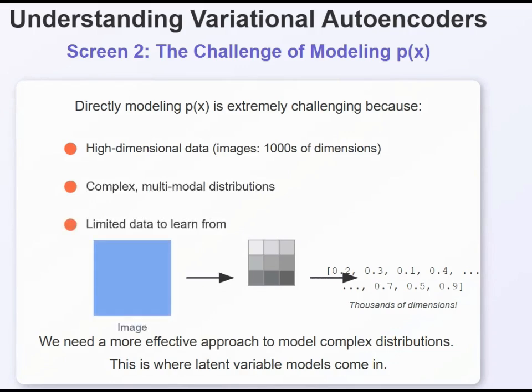This is where latent variable models come in. Instead of directly modeling the complex distribution in the high-dimensional space, what if we could find a simpler, lower-dimensional representation? That's the key insight that leads us to variational autoencoders, which we'll explore next.